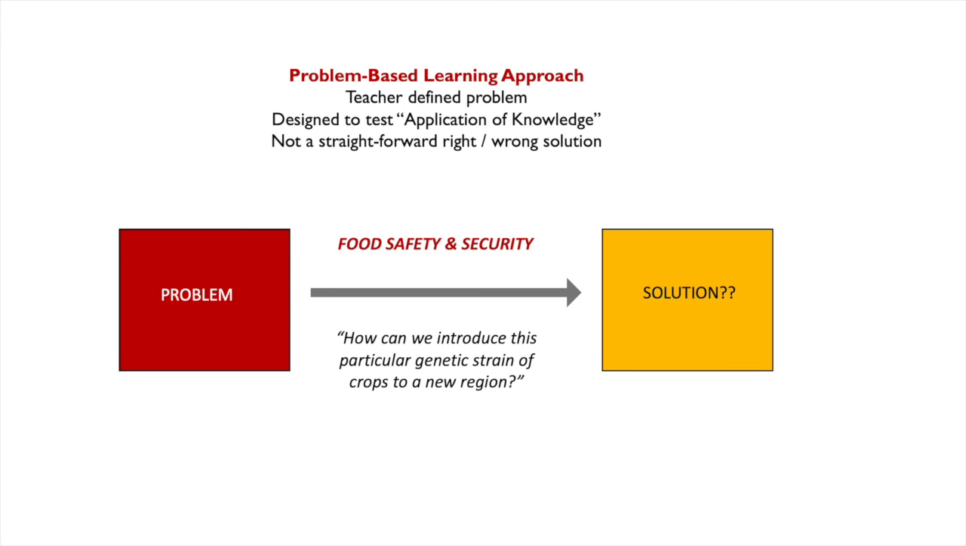Problem-based approach is another way of thinking about this, in which it's a real-life problem that maybe needs solutions. Solutions that can be developed and tested. So in this, for example, what if the problem was food safety and security? What if the problem here was how can we introduce this particular genetic strain of crops to a new region?